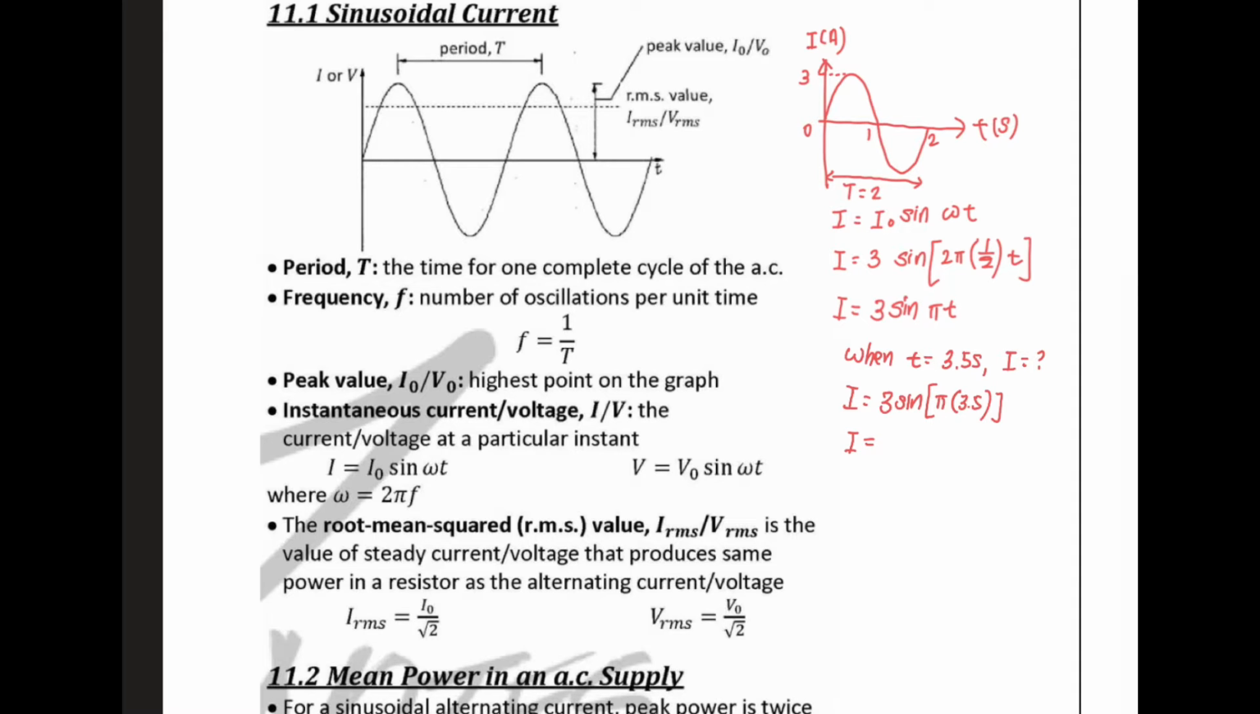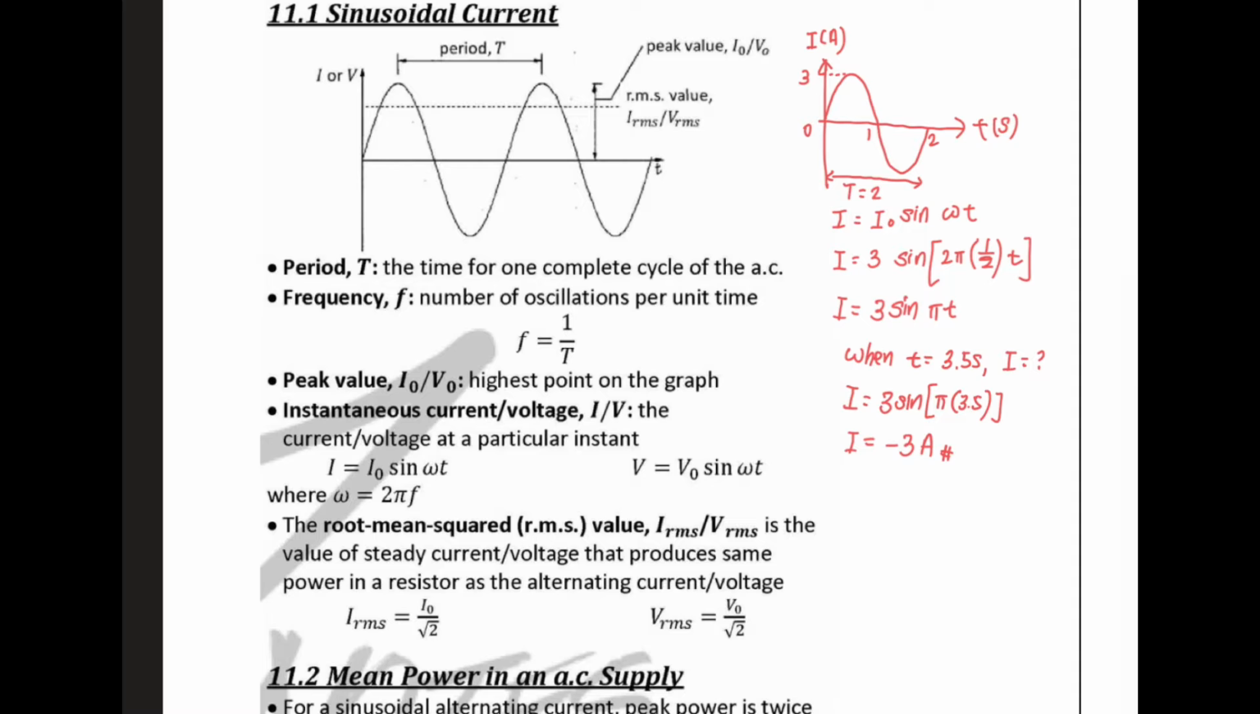After that, we just need to make use of the calculator. 3 sine 3.5 times pi, then we get -3. So this is the instantaneous current. Of course, V equal to V naught sine omega t, we can use if the graph is V versus time. Since it is just similar, I just assume you know how to do it.